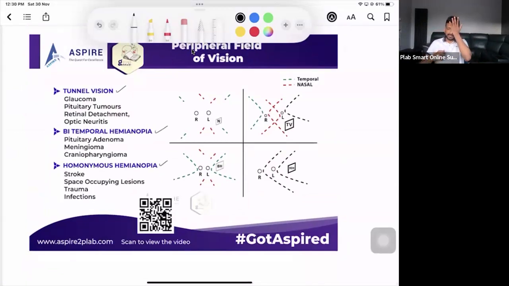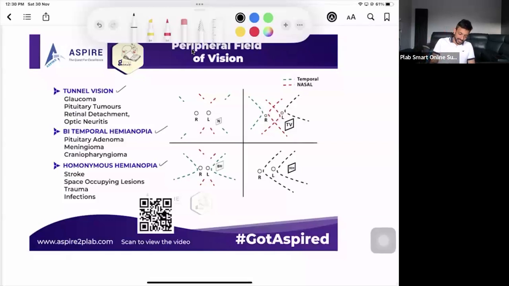All right, so for example, if I'm covering this eye, this is my temporal vision and this is my nasal vision. What can happen if, for this eye, nasal is gone, temporal is gone, and this eye as well, temporal is gone, nasal is gone? What is it? Tunnel vision. If in this eye temporal is gone, and in this eye temporal is gone, but nasals are intact, what is it? Bitemporal hemianopia. If in this eye temporal is gone, and in this eye nasal is gone, what is it? Homonymous hemianopia. Which side? The side where temporal is gone.